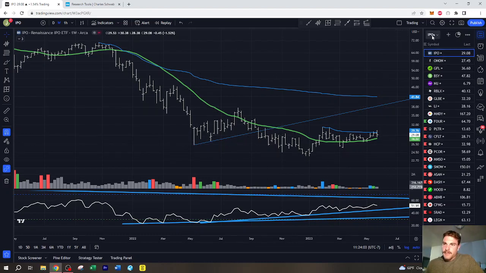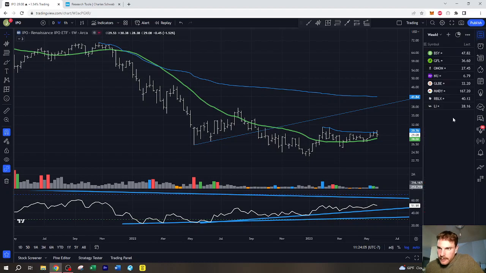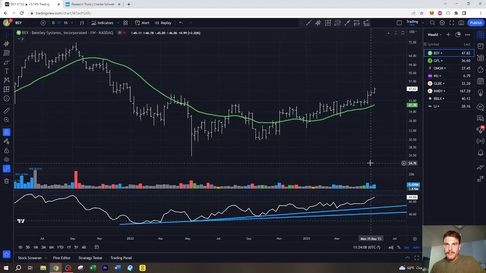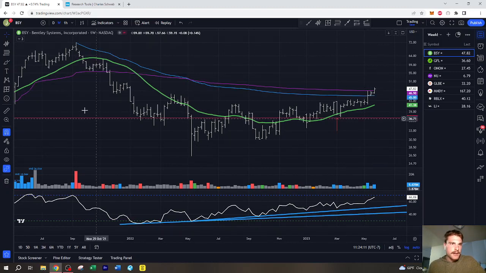So, some IPOs that I currently own. These are just in order of market value. Bentley Systems, I bought in on the breakout above this level. You can see right around this $41 level I bought in, and then we had a pretty bad reversal right back to the 20-week, which held, thankfully, and I didn't get stopped out, and it's been moving up since.